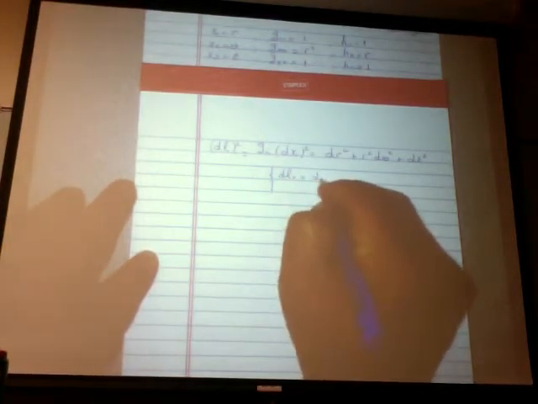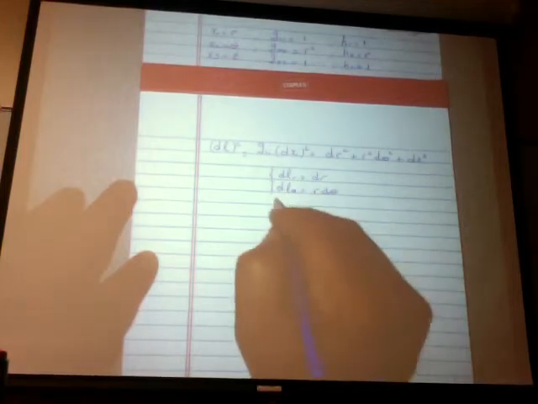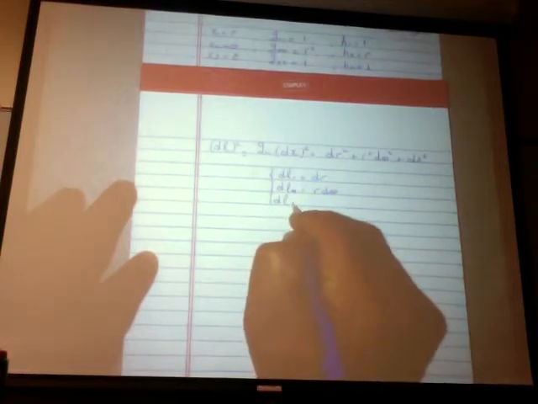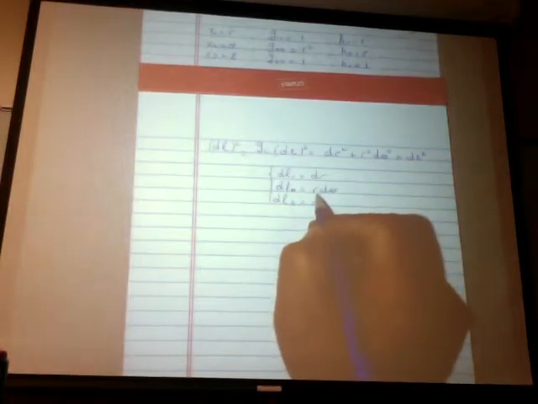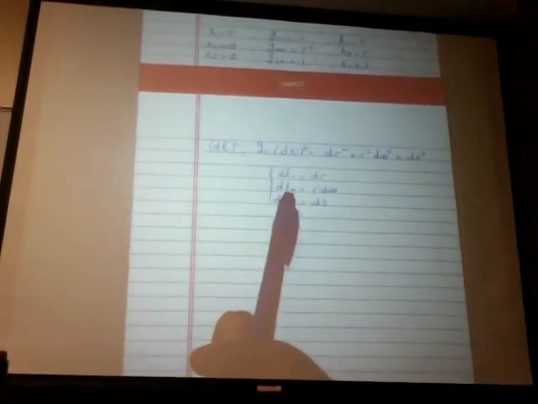dL_r is equal to dr, dL theta is equal to r d theta, and dL_z is equal to dz. The metric tensor times the corresponding differential. Alright? So differential length in the radial direction is just dr, differential length in the tangential direction is r d theta, differential length in the axial direction is just dz.